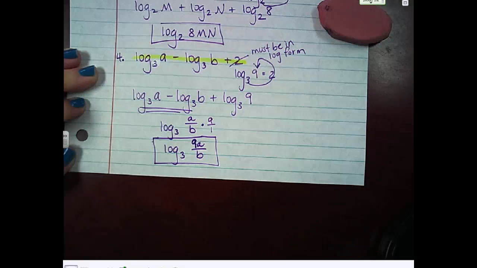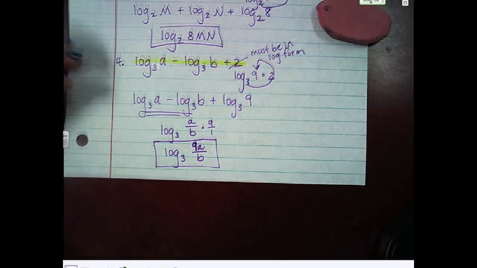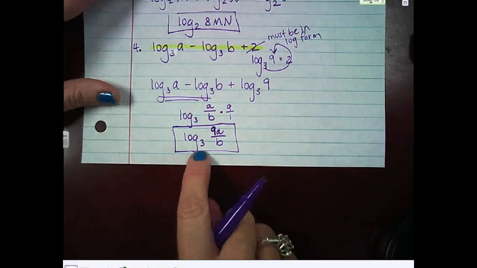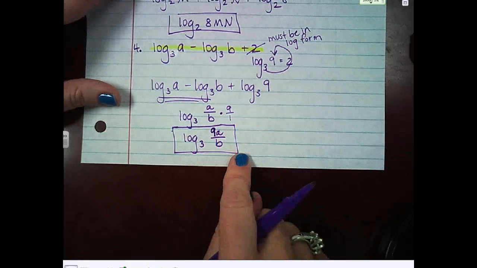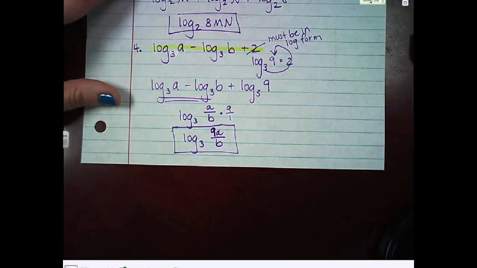Okay, so now we're going to do a little bit more review of yesterday still. The directions. He's asking for the answer. Log base 3 of 9a over b was the answer to number 4. Okay, so the directions for the next part are just simplify.